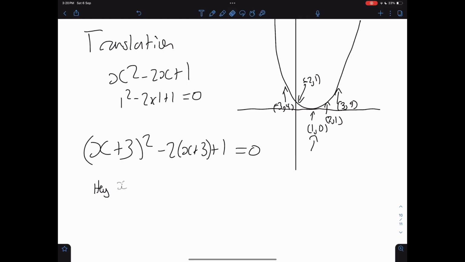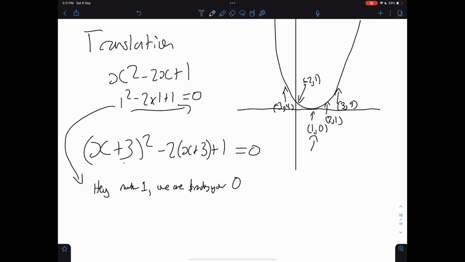And if we specifically say 1, this transformation is pretty much saying, hey, number 1, we are trading your 0, which is the initial output, for the output of x plus 3. Which is, let's have a look, so that's 4 squared minus 8 plus 9, so then this will be 4, 9. We're giving you that. What will that look like? It'll look like that, won't it?